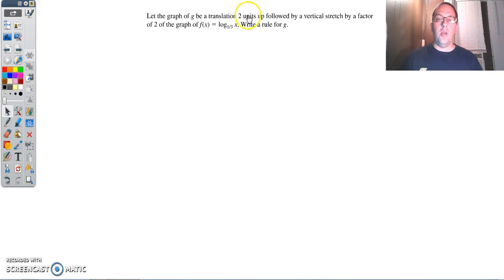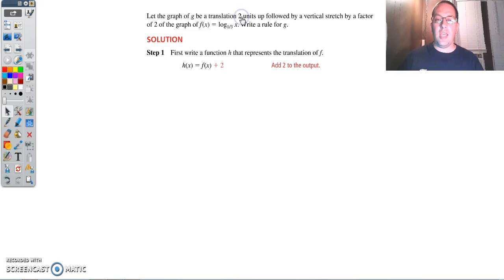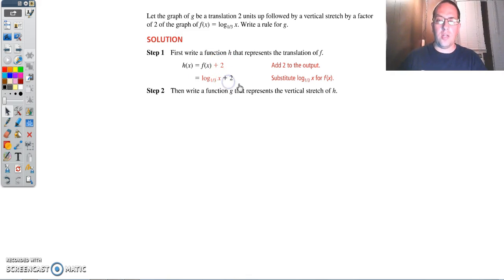Alright. First, we're going to take care of this translation 2 units up. So 2 units up, this is a slide. This is going to be in the k position. So we're going to do this in 2 steps. We'll start with h of x is just an intermediary here. And so f of x plus 2, because it's in the k position, sliding it up. So we're just going to take log base 1/3 of x and add 2 to it. There it is. Not too bad.